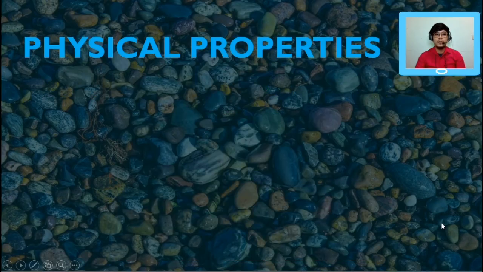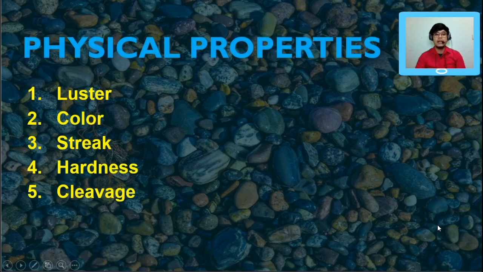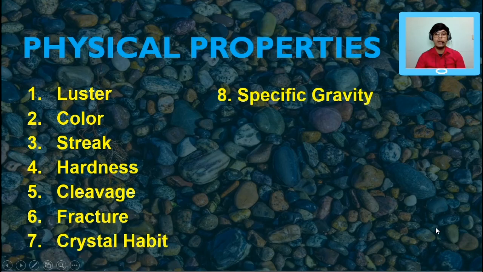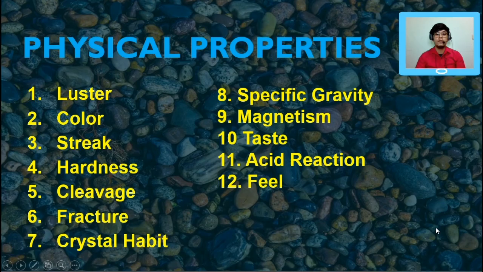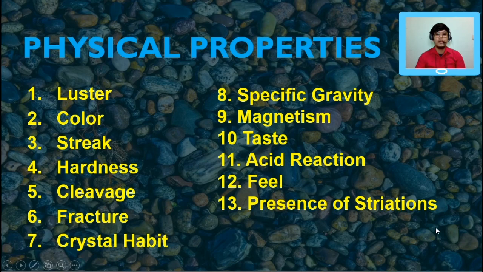And just a recap, so here are the 13 physical properties of minerals. First we have luster, color, streak, hardness, cleavage, fracture, crystal habit, specific gravity, magnetism, taste, acid reaction, feel, and lastly, the presence of striations. And those are the 13 physical properties of minerals. And for the next video tutorial, we're going to have the chemical properties of minerals, which is the more valid and reliable basis in classifying minerals. And that would be all.